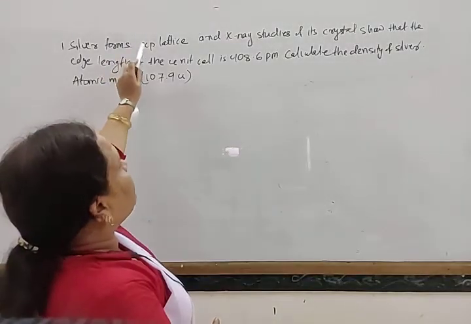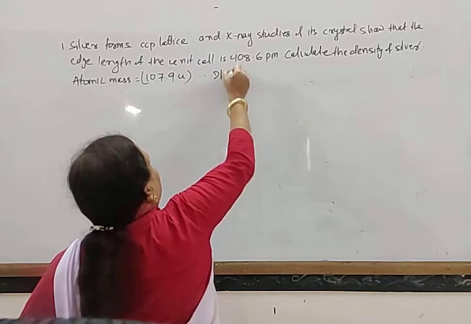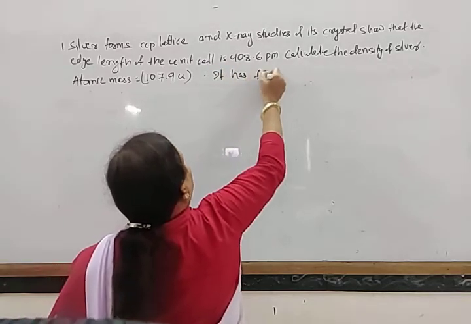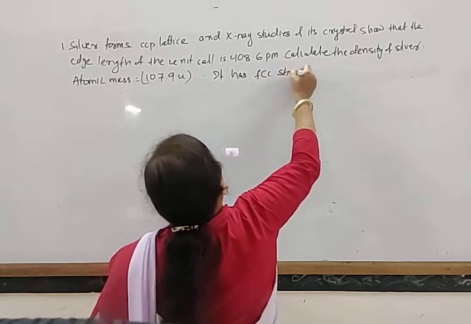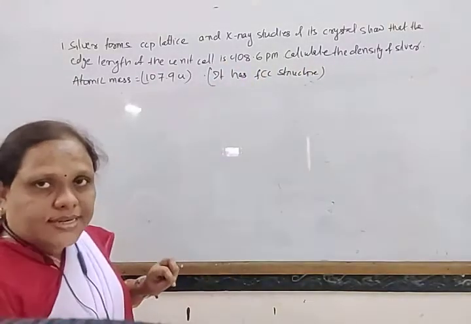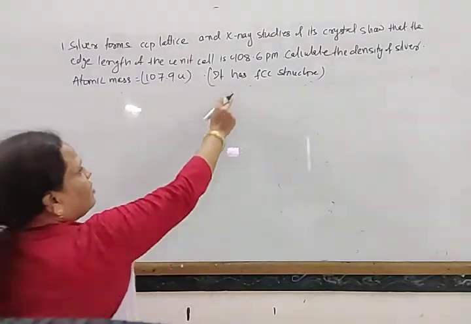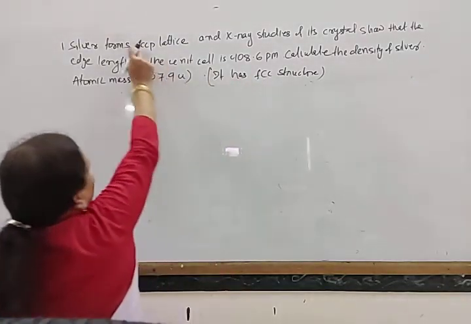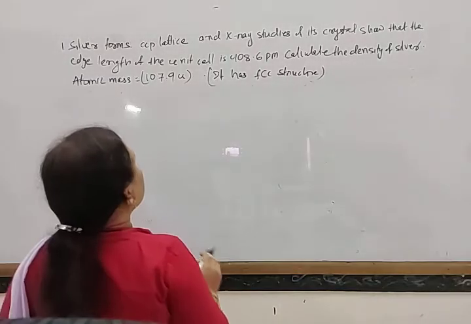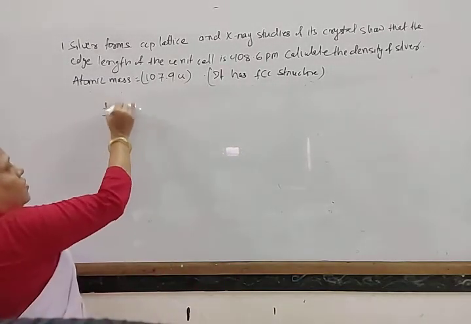So it has an FCC structure, because it is very closely packed. Among simple cubic, body-centered cubic and face-centered cubic, it is the most closely packed. So FCC also refers to CCP. And given this, we have to find out rho.